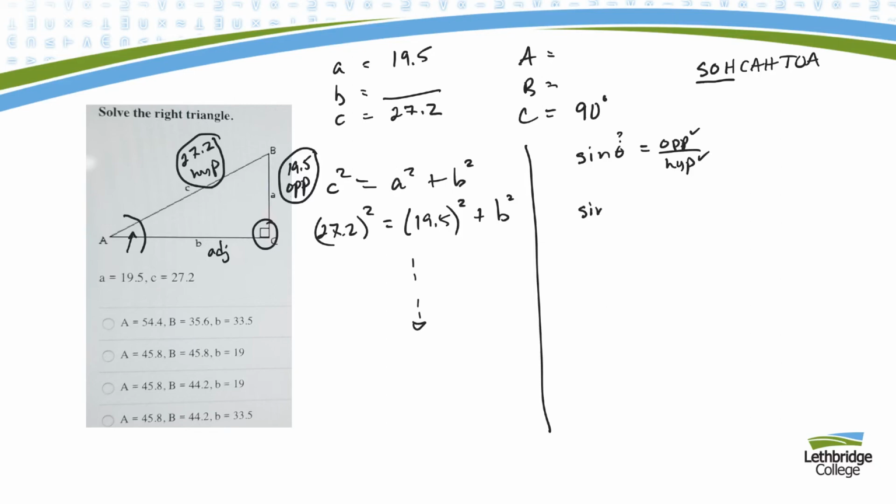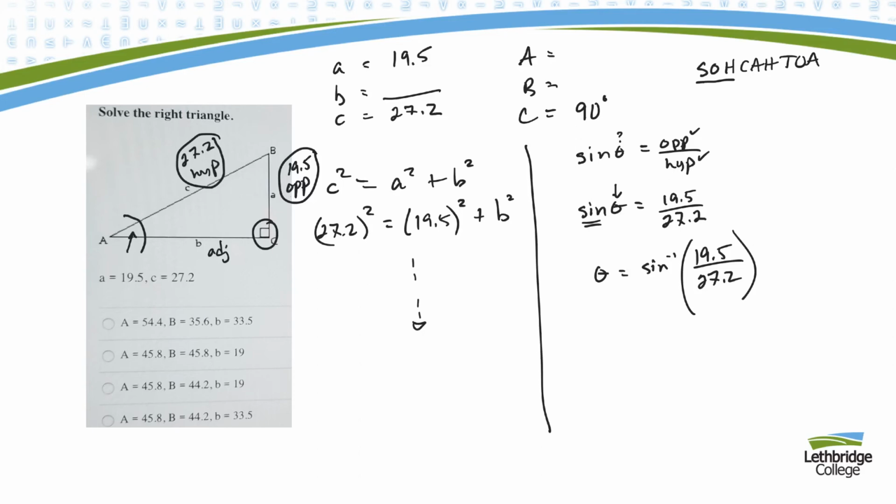All right, so let's plug in the stuff that we know. Opposite side is 19.5, hypotenuse side is 27.2. So if I'm wanting to find theta, I have to get rid of sine, so I do the arc sine. So theta will be equal to the arc sine of 19.5 over 27.2. Let me get my calculator and figure that out.